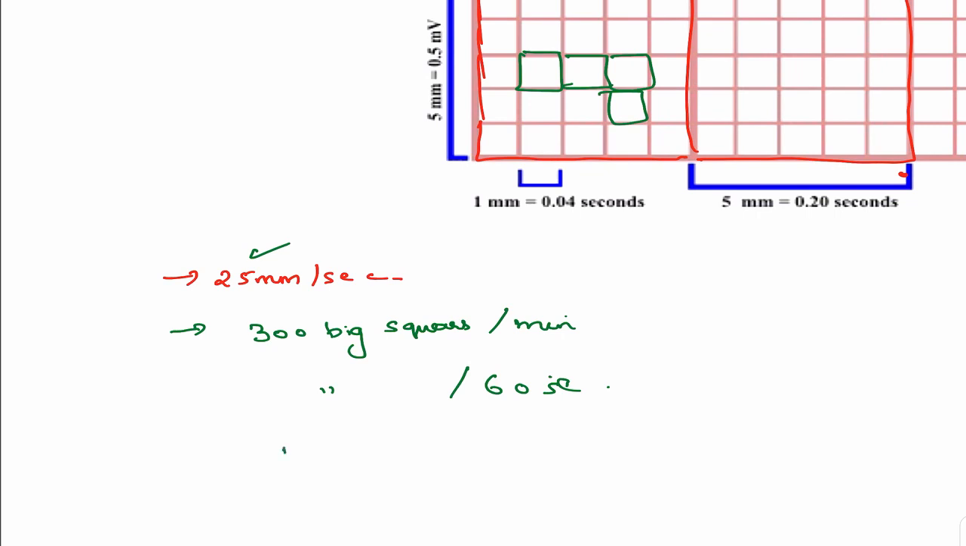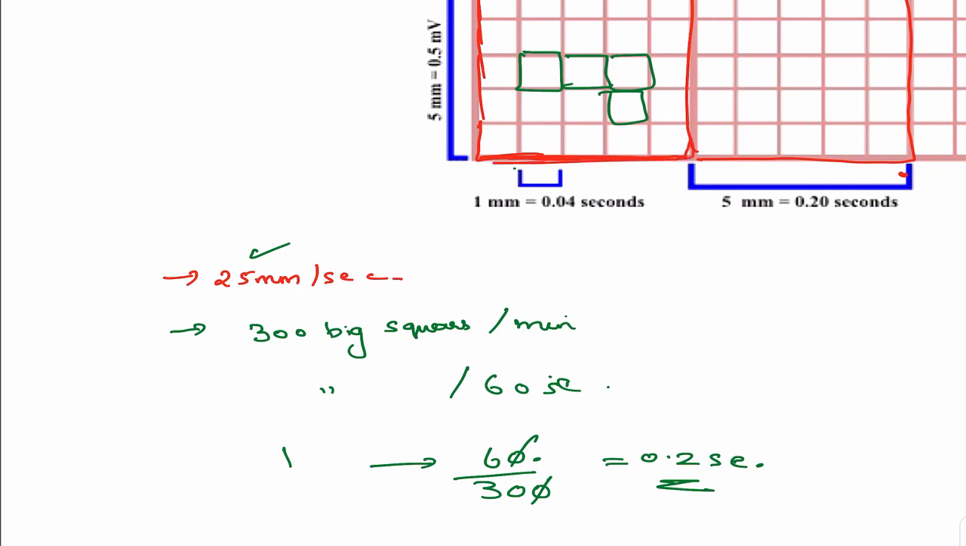That is, one big square is being covered in how much time? 60 by 300. You don't need to know those calculations, I'm just calculating for you. What is more important, I'll tell you. That is 0.2 seconds. That is, one big square is covered by the ECG in 0.2 seconds.